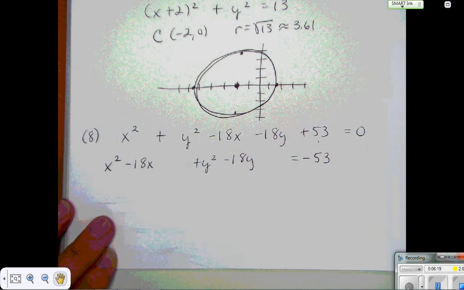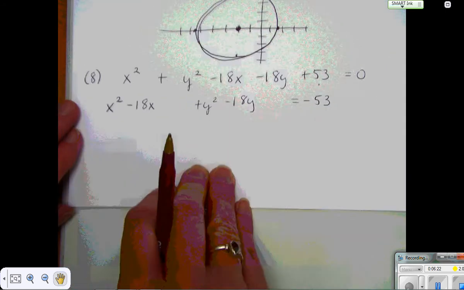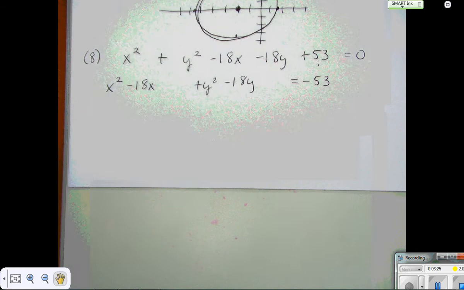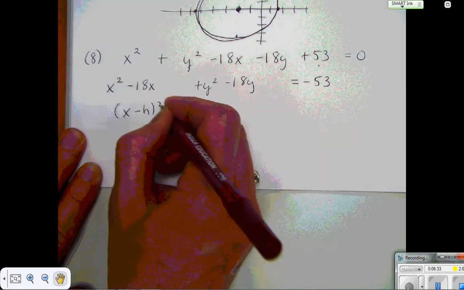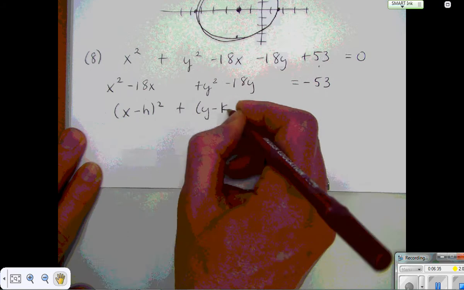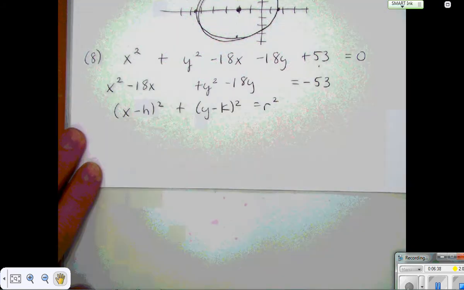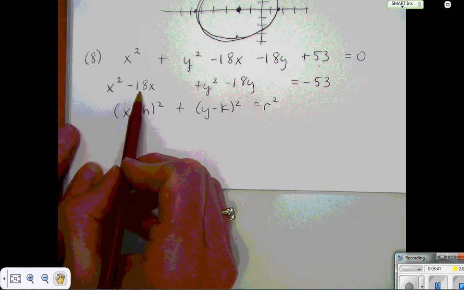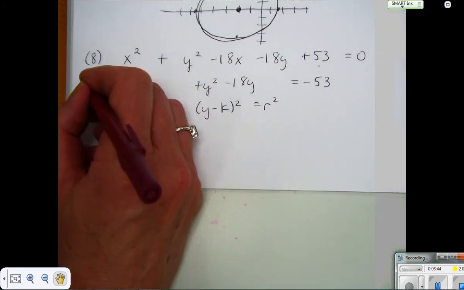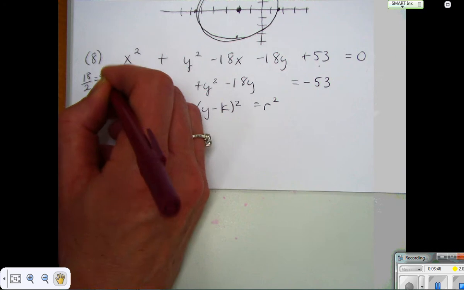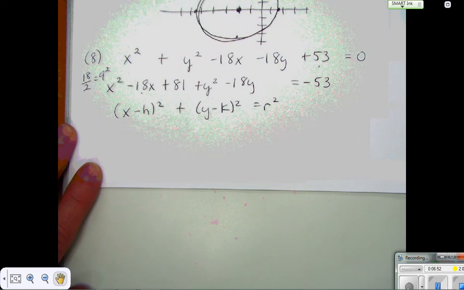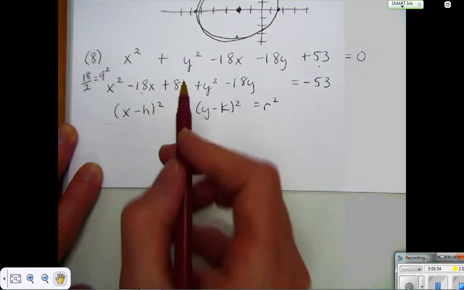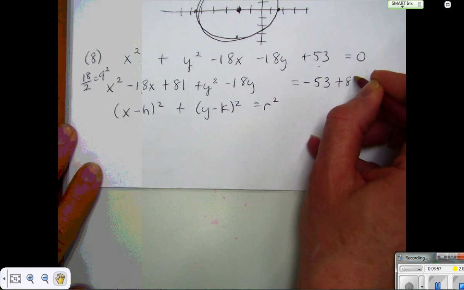Okay, so I'm going to complete the square for the x's, because I want it to be a perfect square trinomial, so I can get it into a binomial square to get it into standard form. My goal is to have it look like this: x minus some number squared plus y minus some number squared equals a number squared. So my linear coefficient is 18. I'm going to take that linear coefficient, divide by 2, and square it. So I need to add 81 to make it a perfect square trinomial, so I can factor that into a binomial squared. Since I add 81 on the left side, I'm going to add 81 on the right side.